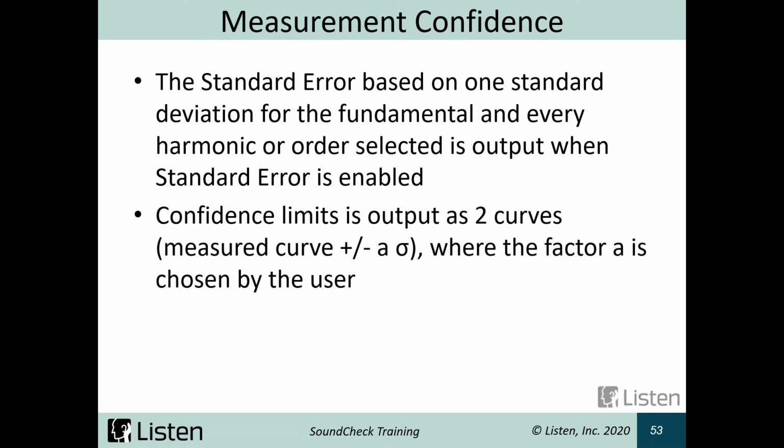The confidence limits get output as two curves. There's the measured curve plus or minus A times sigma, where the factor A is chosen by the user. Inside the analysis editor, when I'm enabling my measurement confidence, I could specify A to be 3 if I want to be within 99.7% confidence.